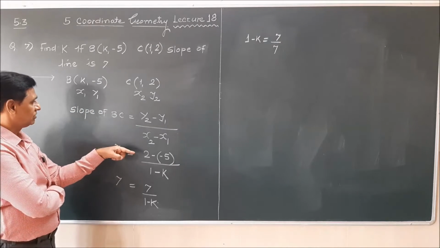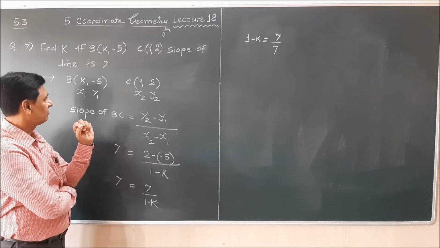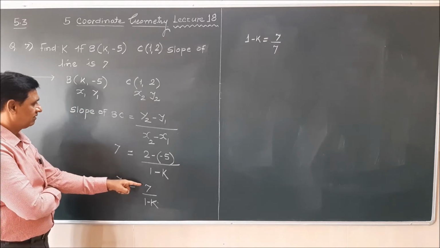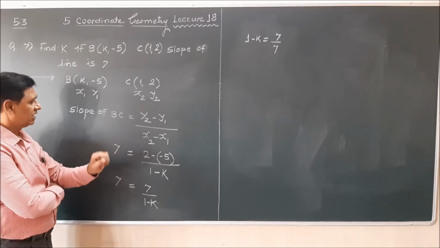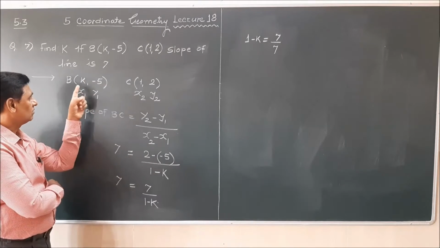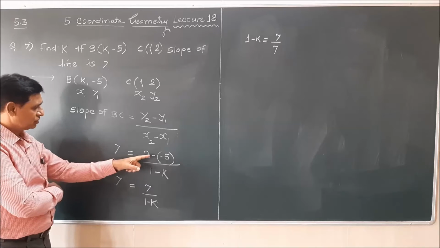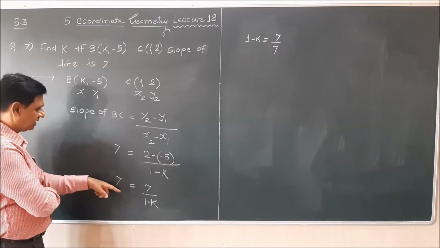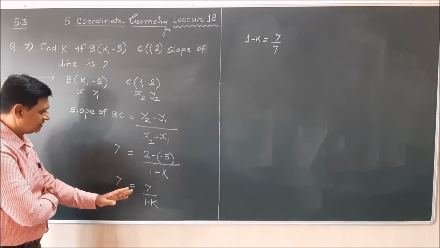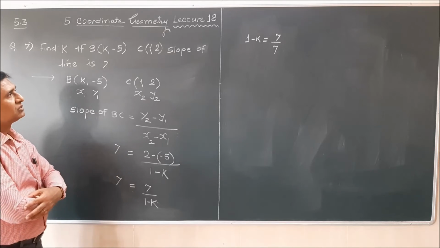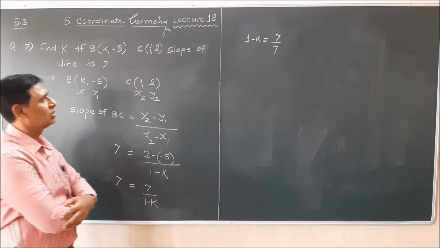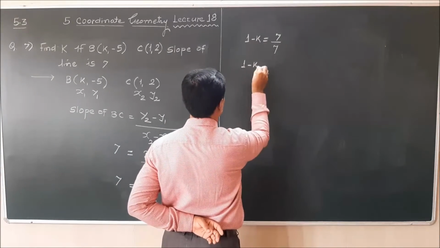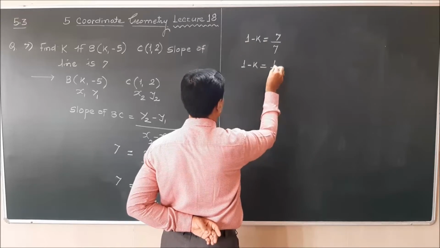So value of slope is 7. 7 is equal to y2, 2 minus of minus 5. That will give us 7 upon x2 minus x1, that is 1 minus k. So 2 plus 5 is 7. 1 minus k to the left hand side and 7 on the right hand side. So 1 minus k is equal to 1.